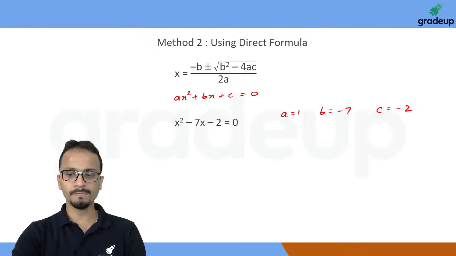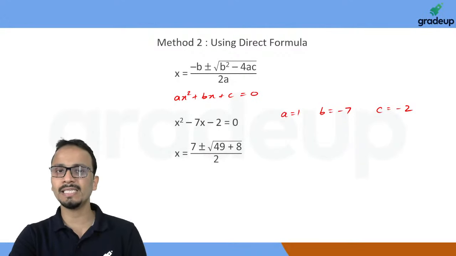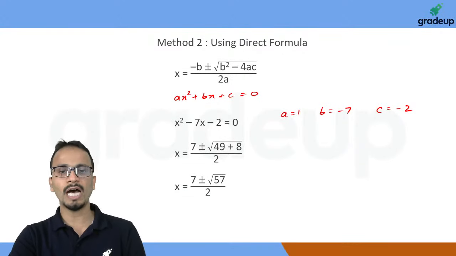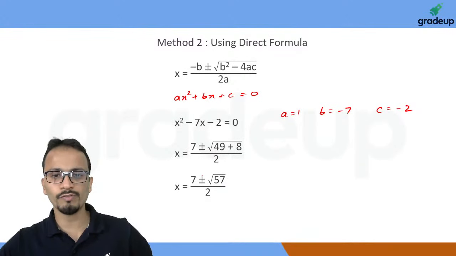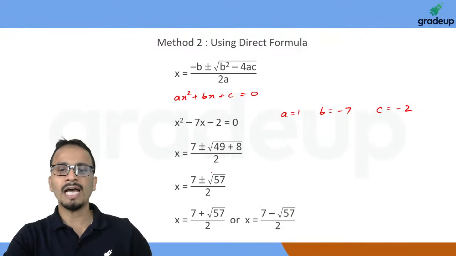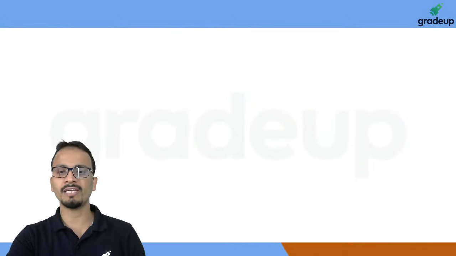Krupa, is it fine? If I put the values of a, b, and c, you will get the values of x. Upon simplification, x equals 7 plus minus under root 57 whole divided by 2. Now you can separate these values. One of them is 7 plus root 57 and the other is 7 minus root 57. In both cases, it is divided by 2.